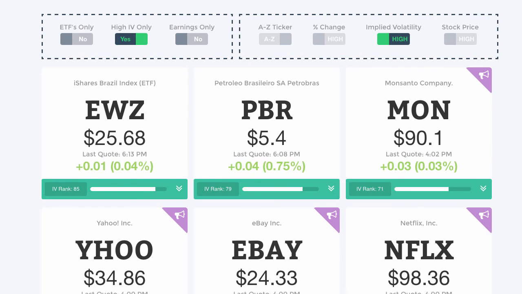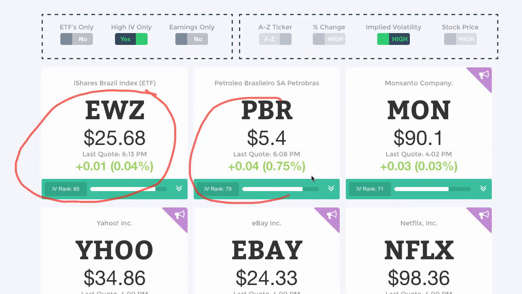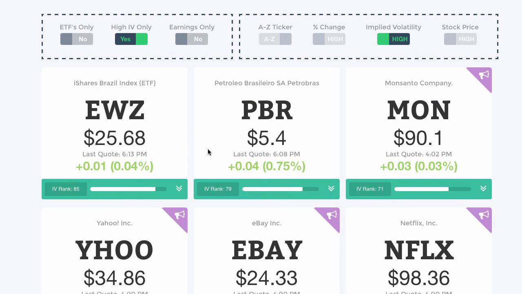So now I can see here on this list that EWZ could be a possible trading opportunity for me, or PBR, or MON, et cetera. Okay, so now I can go in here and say, okay, look, these are the things I need to be focusing on because they have the highest implied volatility, the highest opportunity for me to make money.